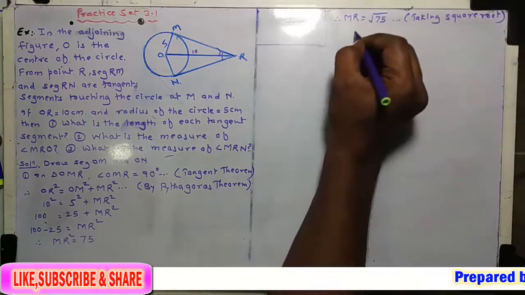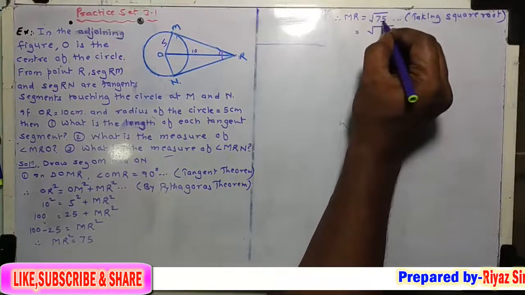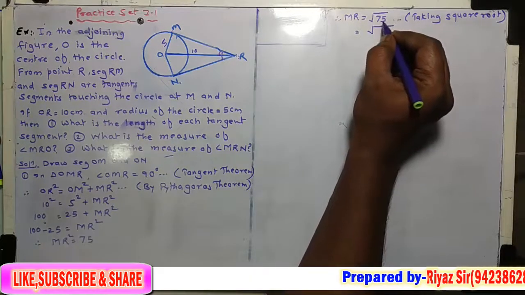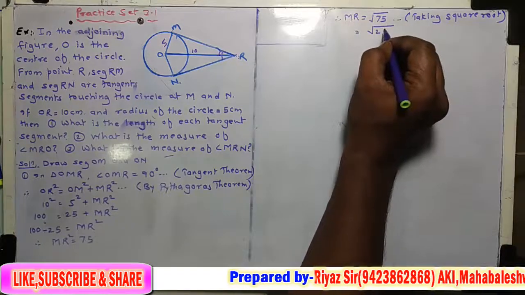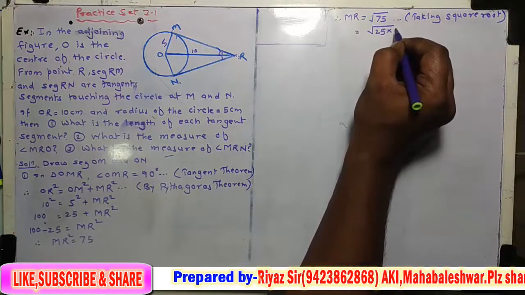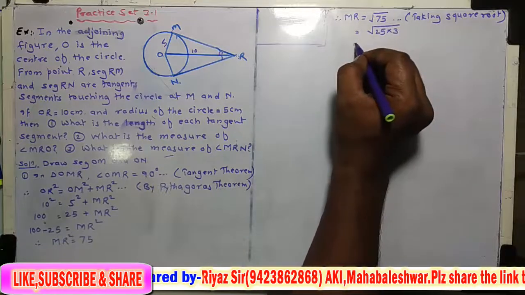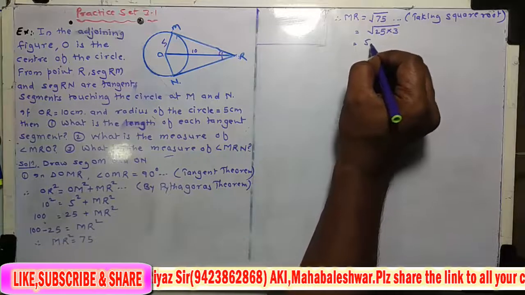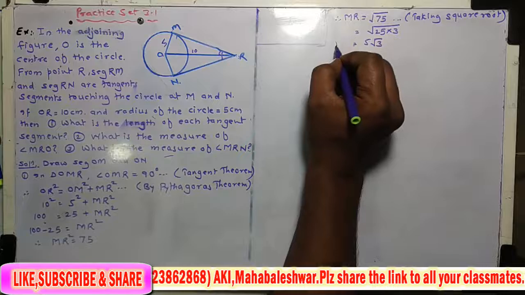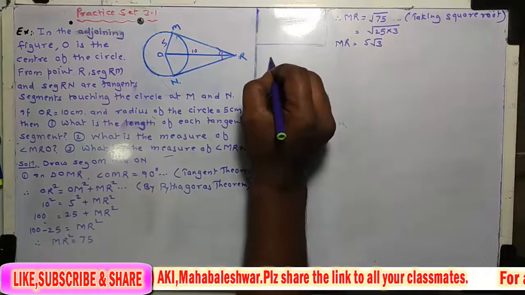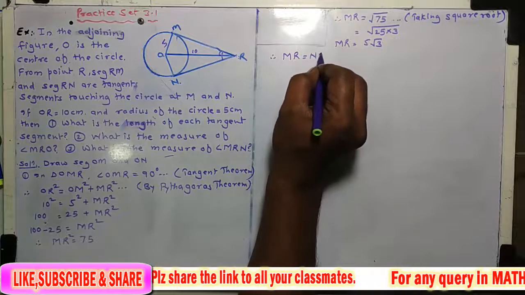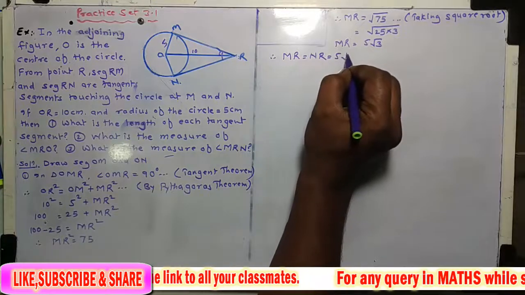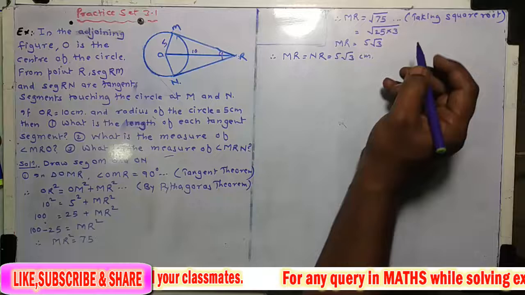Okay, and that is equal to, now this 75 is not a perfect square, so we find the factors for 75 so that one factor should be a perfect square. So factors for 75 will be 25 times 3. Okay, now square root of 25 is 5, root 3. This is the value for MR, and therefore MR is equal to NR is equal to 5 root 3 centimeter.